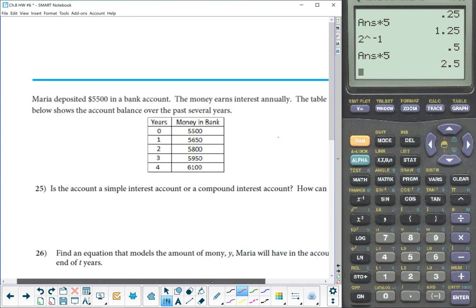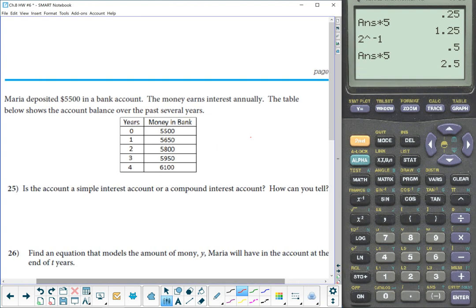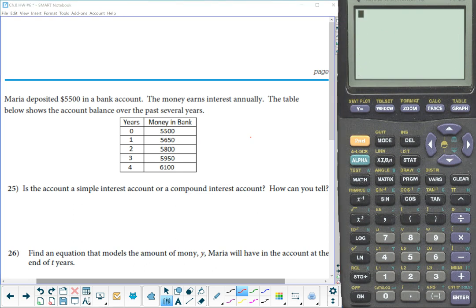Okay, back page. We're ready to deposit $5,500 in the bank account. The money earns interest annually. The table shows the balance of the account over the past several years. All right, so we're just kind of looking at some of those numbers. Is the account a simple interest account or a compound interest account?